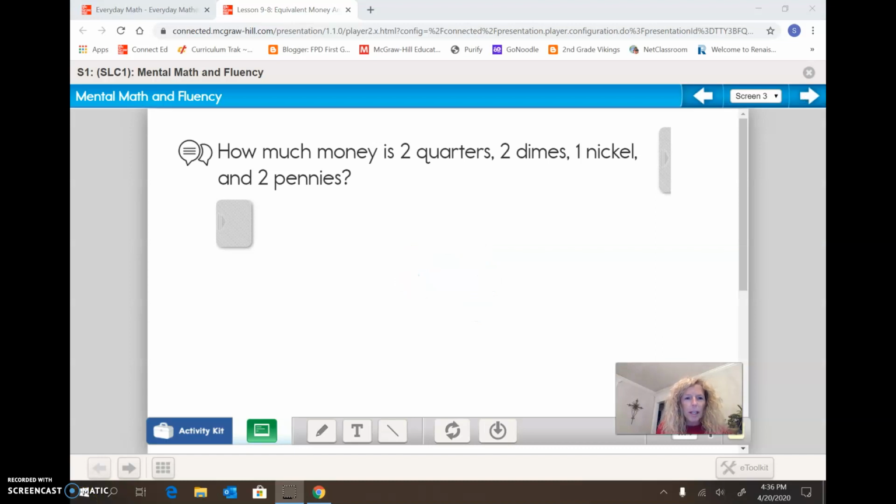Okay, our third one today is how much money is 2 quarters, 2 dimes, 1 nickel, and 2 pennies? All right, did you add your 2 quarters together to get 50 cents? Then add on 2 more dimes, 60, 70, then a 5 to make 75, and then 2 pennies to make 76. 77? 77 cents. There you go.